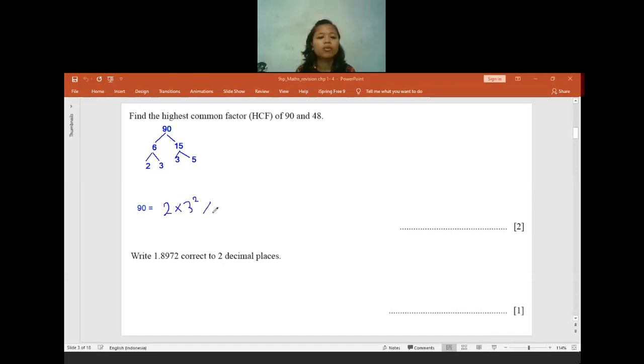And then anyone want to help me to find the product of primes of 48? You can make your own factor tree. Divide 12, 12 and 4, 2 and 2, 2, 6. So the product of primes will be?